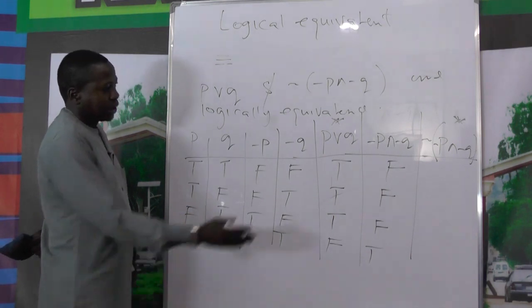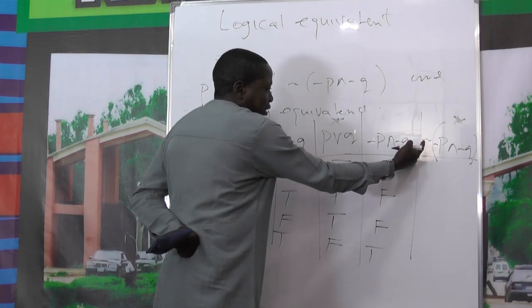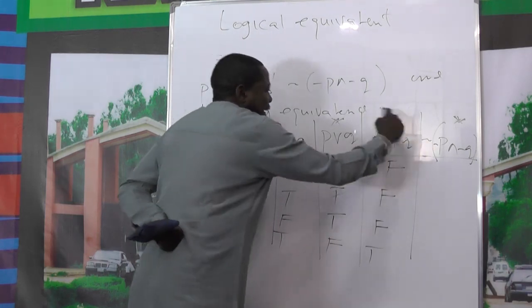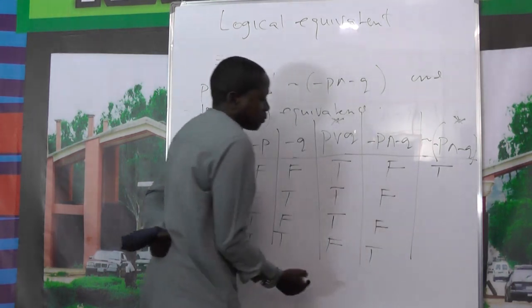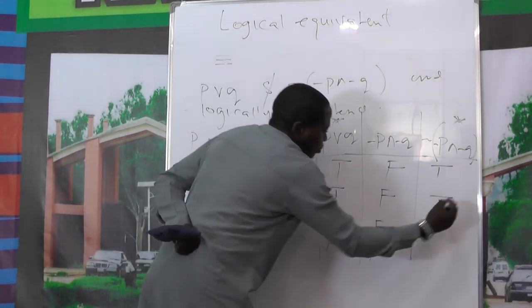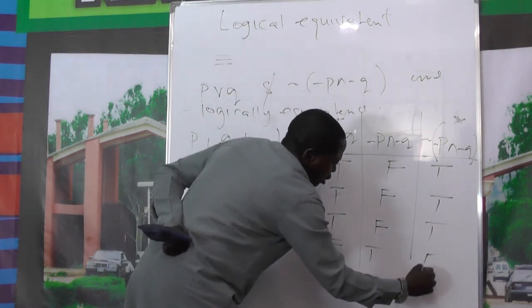For this last one, we are negating this one. As you can see now, this negation is at the back. It means we are negating this column. If you are having false, here becomes true. If you are having false, here becomes true. This one also becomes true. And this one becomes what? False.